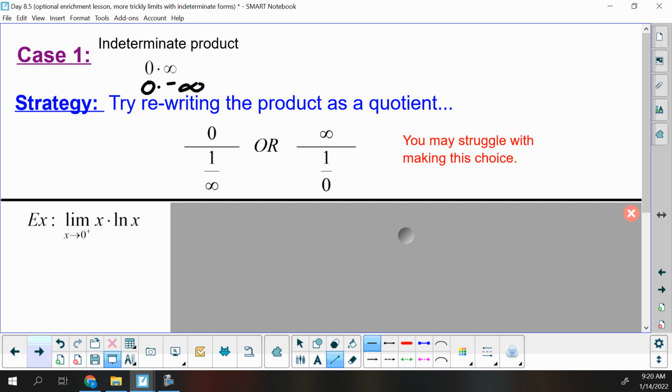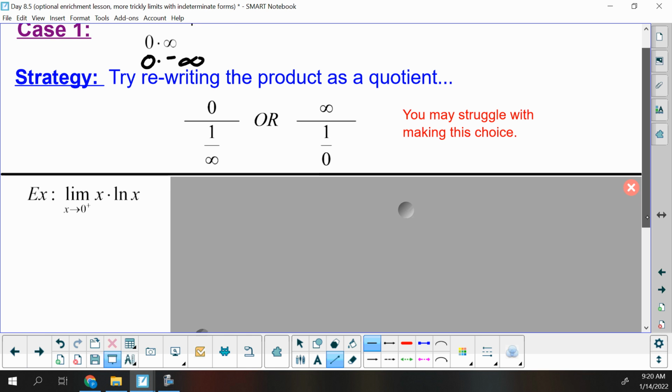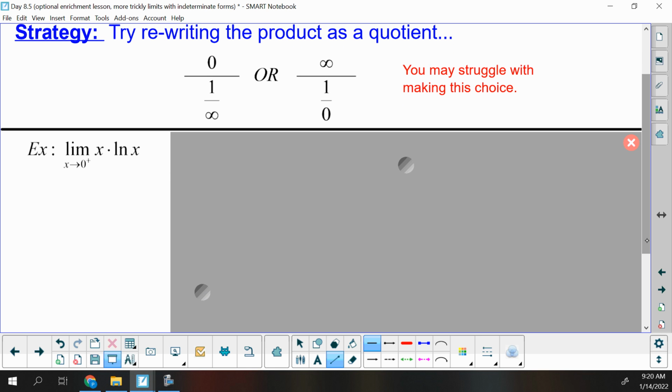So if you have a 0 times an infinity, you could take the infinity thing and make it a 1 over in the denominator, or take the 0 thing and make it a 1 over. It might not always be obvious what we should do for this, but you basically just pick one you think would be best. If you get stuck, try the other one.